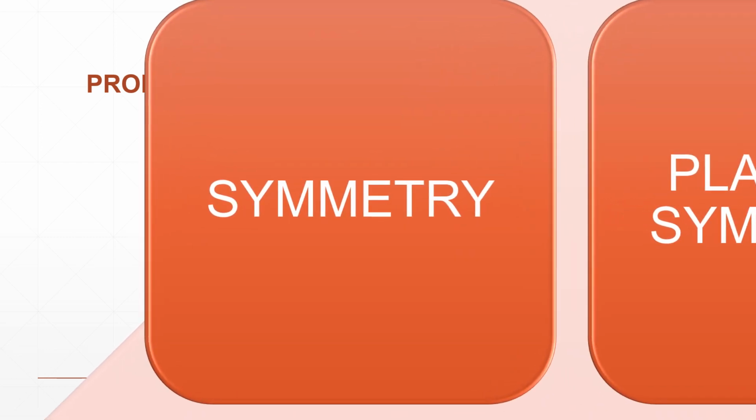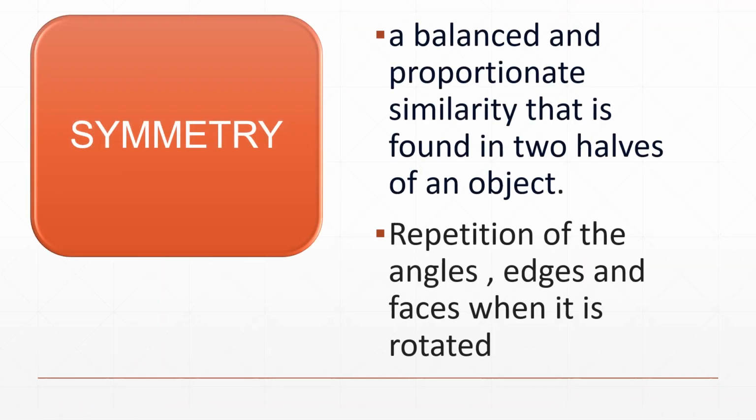Symmetry is something that is related to shapes. Basically, symmetry is a balanced and proportionate similarity that is found in two halves of an object. Or we can say it simply as a repetition of the angles, edges and faces of that object when it is rotated, whether by 90 degrees, 360 degrees, or 180 degrees. Let's take an example of that.